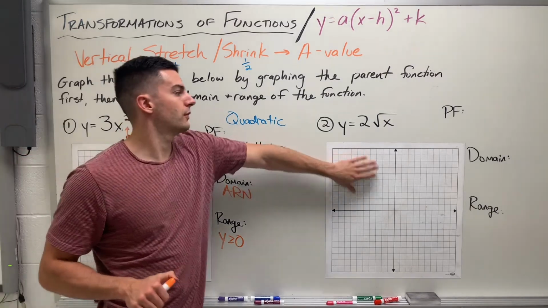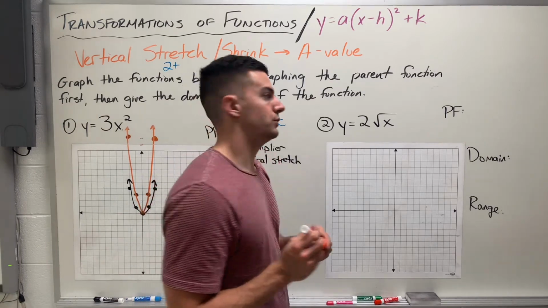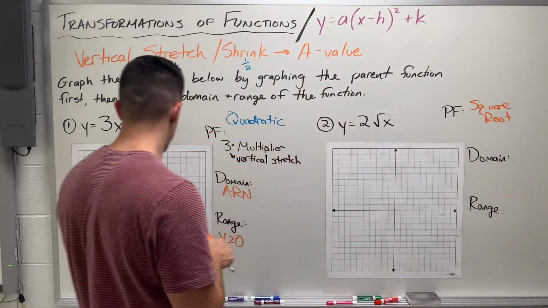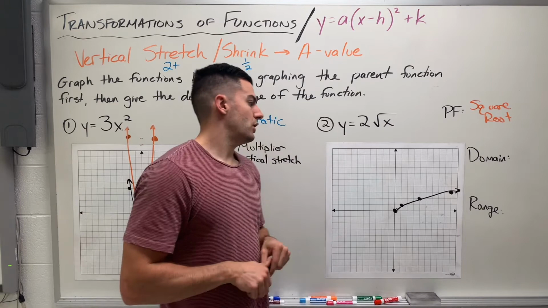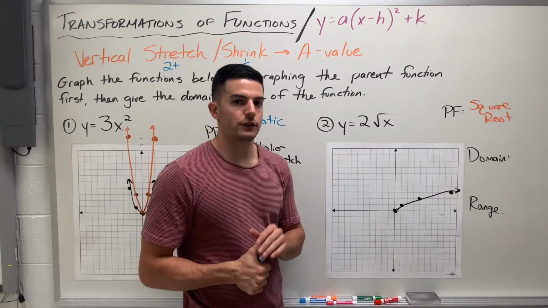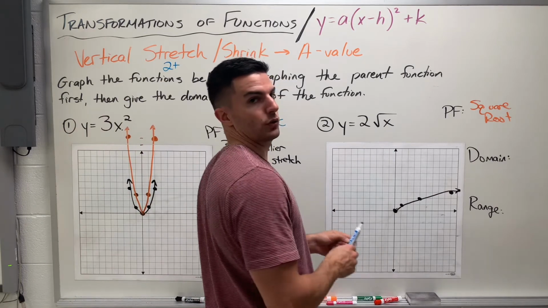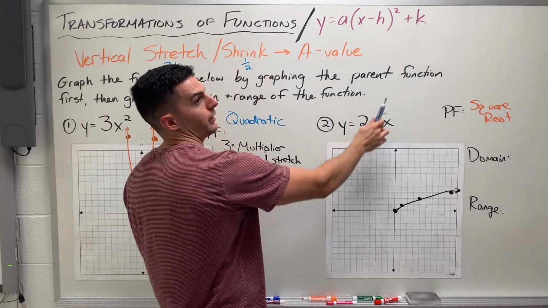All right. Looking at number 2 here, y equals 2 times the square root of x. So square root is my parent function. Okay, let me sketch that guy out here. Okay, there's my cannonball shot, my parent function of a square root graph, okay? And then I'm going to stretch this, right? It's being multiplied by 2 out in front.